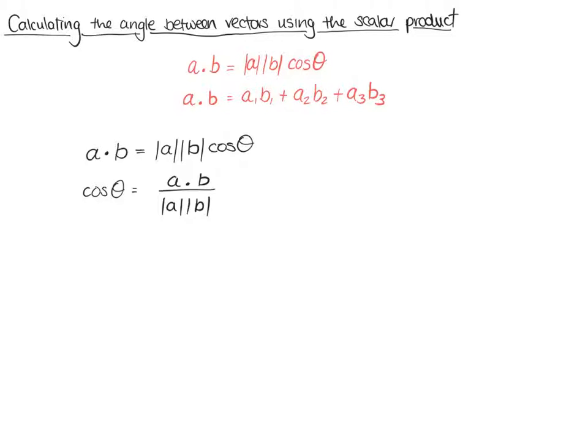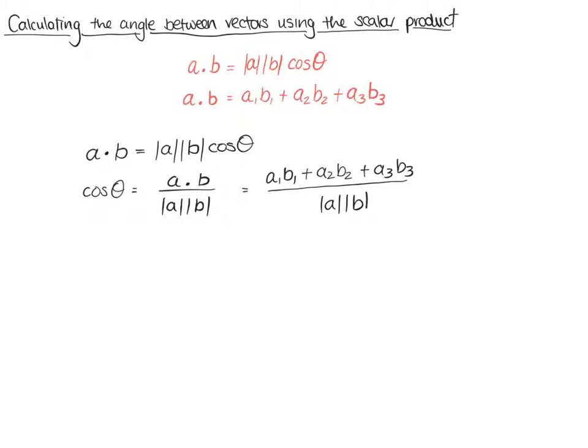Okay, so from there, we can substitute in the second formula for the dot product to get A1 B1 plus A2 B2 plus A3 B3, all over the magnitude of A times the magnitude of B. All of this looks a bit confusing to start with, but honestly, when you get into these questions, all of these things that we're doing, we know how to do.